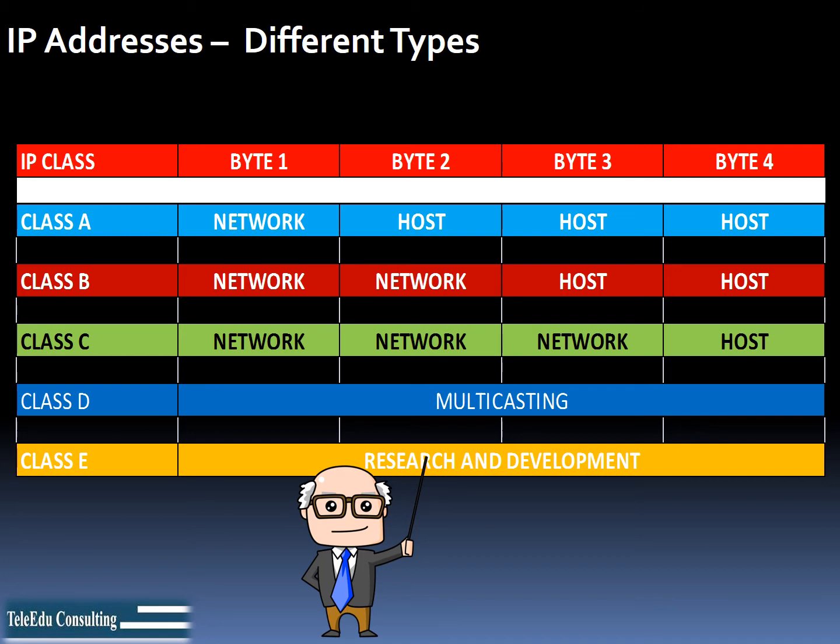Class D and E are used for different and specific purpose. Class D is used for multicasting and class E is reserved for R&D, research and development. The IP addresses are managed and maintained by IANA, called IANA organization, which is Internet Assigned Numbers Authority.